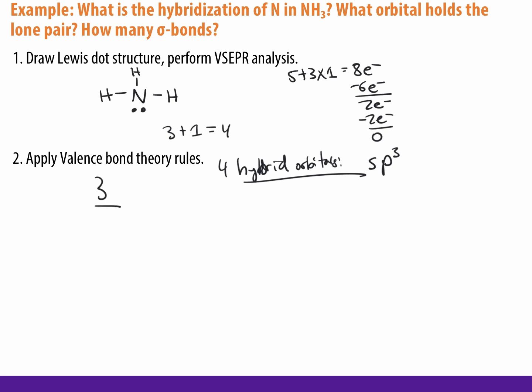Which orbital holds the lone pair? Well, we have 4 hybrid orbitals. 3 of them are used to make these sigma bonds. The 4th one is where the lone pair goes. Remember, according to the rule, we put lone pairs in those hybrid orbitals. That's nice because that keeps it as far away from the other bonds as possible.